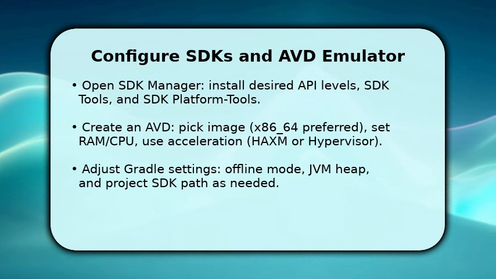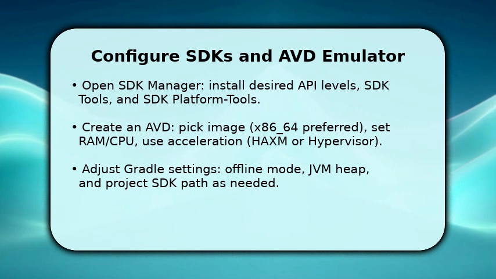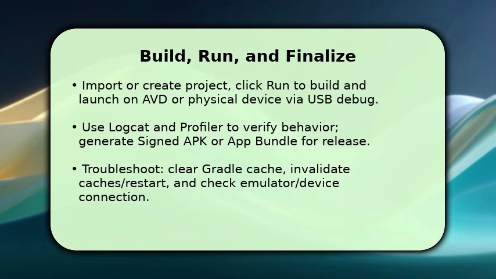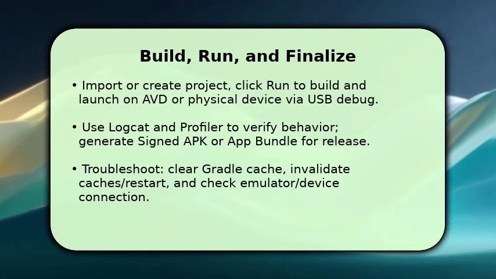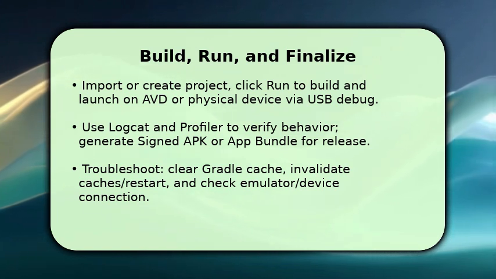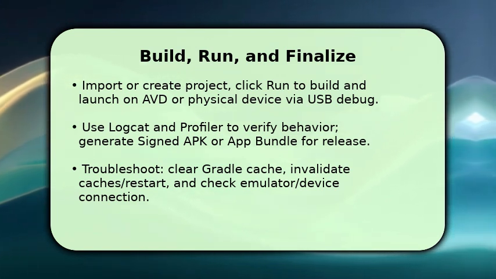Make sure Gradle points to the correct SDK path and increase the Gradle JVM heap if builds are slow. Finish, import, or create your project and press run. Select your AVD or plug in a device with USB debugging enabled. You'll watch Gradle build, then the app installs and starts.